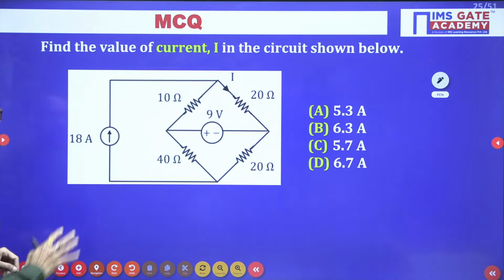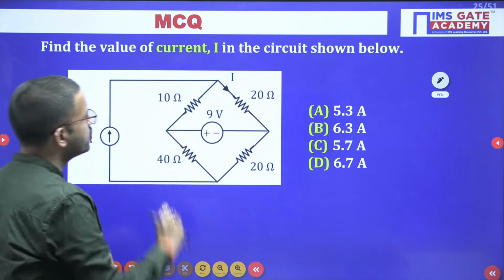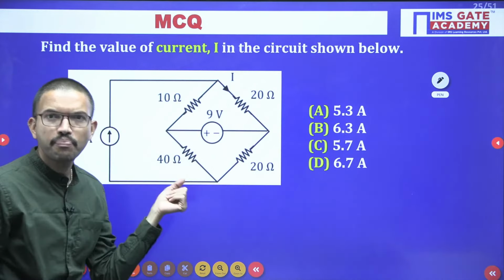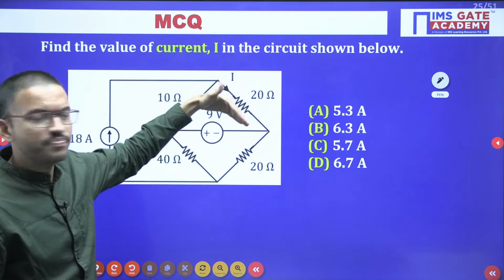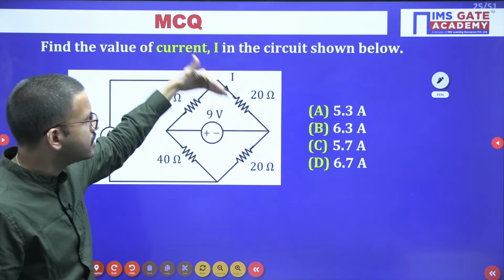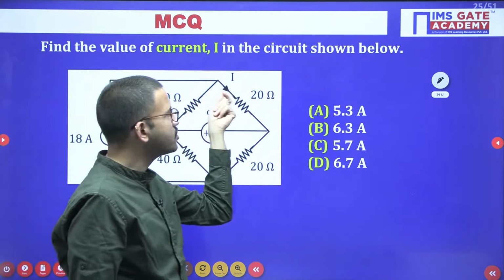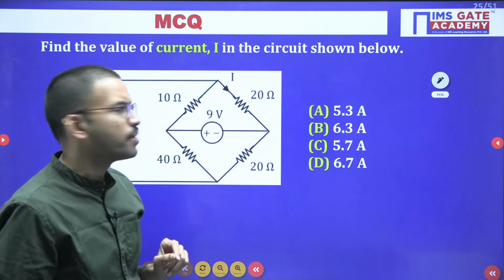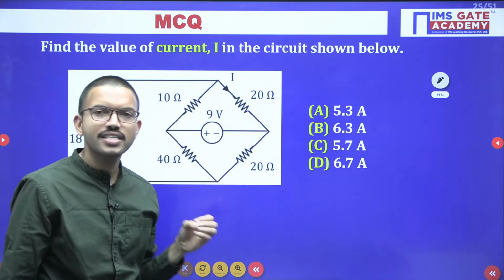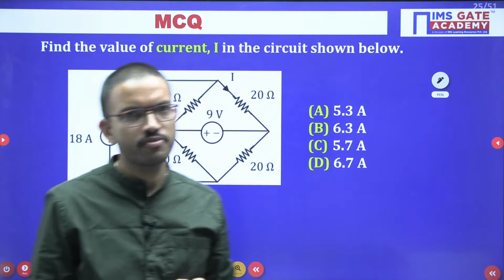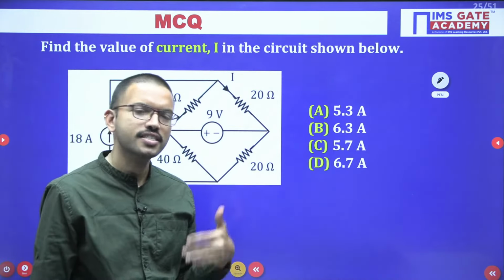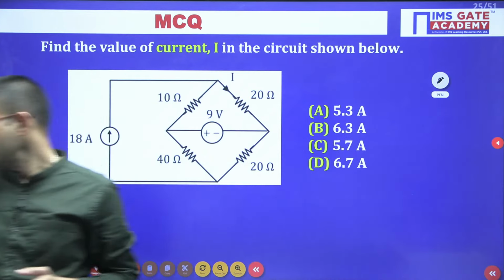So in this particular question, you have a current source, a voltage source, and then resistors. They have asked for the current flowing through the 20 ohm resistor, and they have given the current direction like this. So you have to find the current value in this question. For understanding purposes, I will discuss this question using the superposition theorem first. After that, I will discuss other methods also.